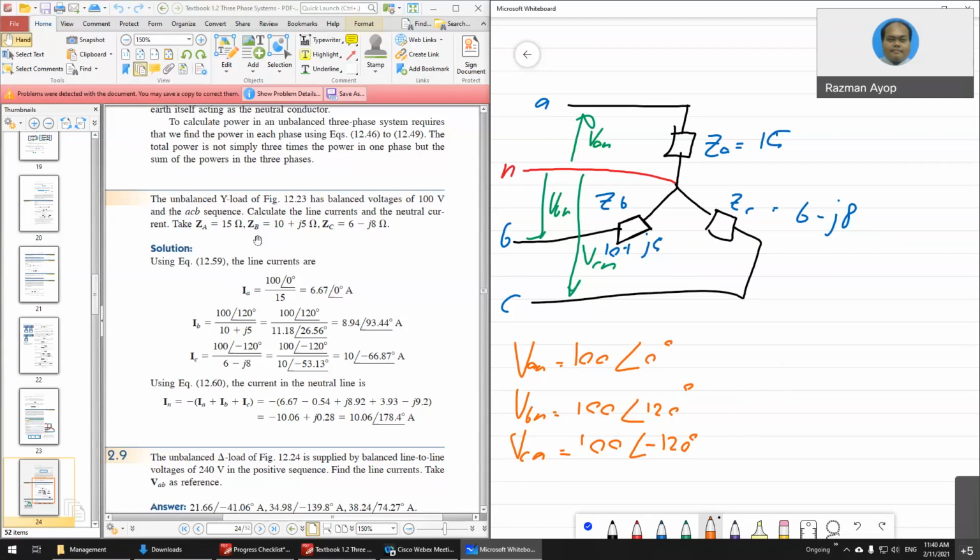So make sure you be careful. If they ask you to calculate using negative sequence, you use ACB sequence, you use this one. If they ask you for ABC sequence, you should flip the sign, negative and positive. Only flip B and C. And then you calculate the current. You already have the phase.